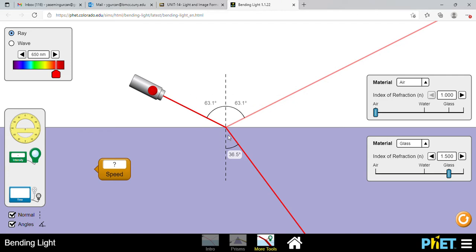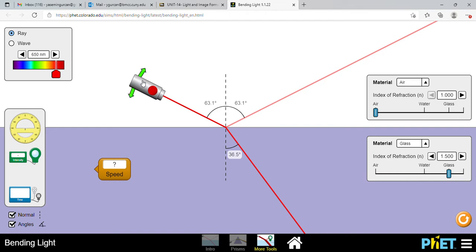So this dashed line is basically a hypothetical line that is perpendicular to the boundary between the two media that you have, which is air and glass here, which you can change from these choices that you have: air, water, glass, Mystery A, Mystery B, and custom. Custom you can create by changing the index of refraction, which we will not do. So we either use air to water, water to air, or glass to air and glass to water, things like that.